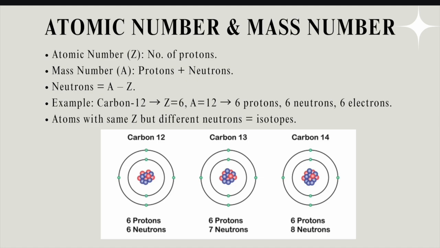Now just look again at the terms atomic number and mass number. Why the number here? The atomic number defines the identity of an atom. For the stability of an atom, the number of electrons and the number of protons need to be equal, because when charges are equal, the atom will be stable.